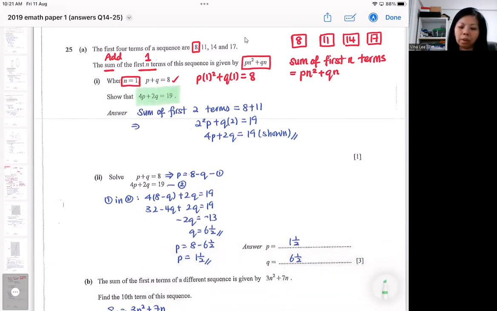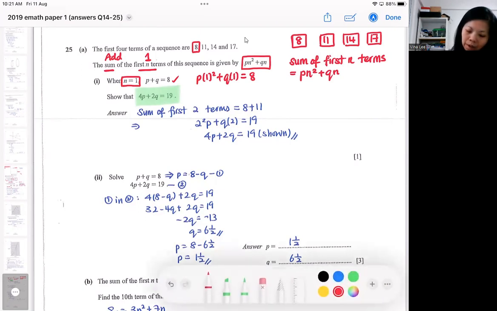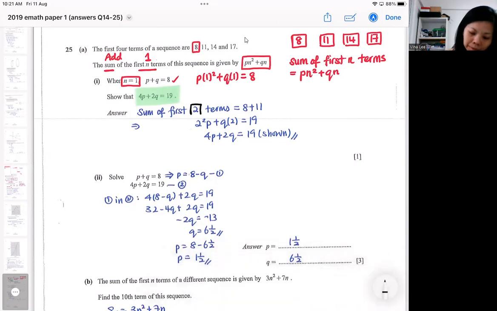So you go to the next two terms. You want to add the next two terms. When you are adding the first two terms, n is equal to 2. You put it inside this formula, and that's what I got. The formula says you are adding the first two terms, which means I'm going to add these two. And that's how I got the 19.